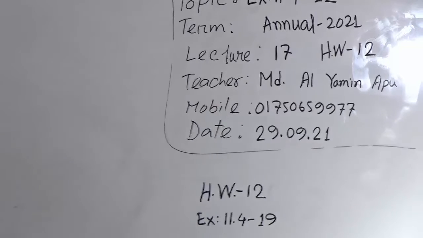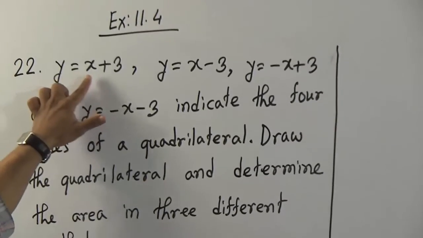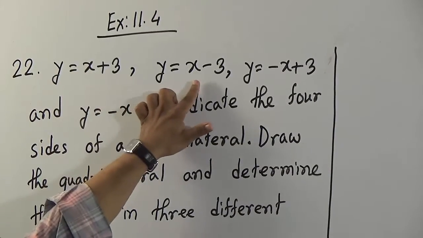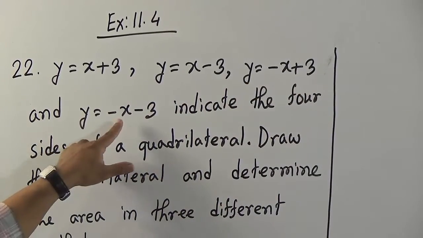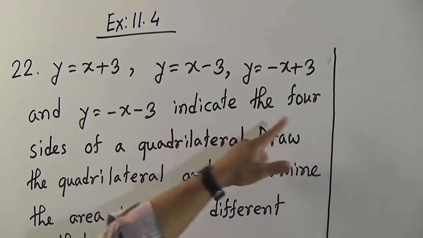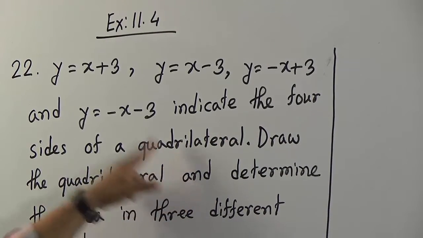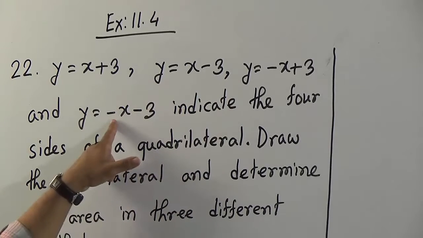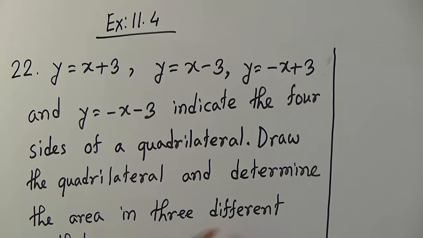Now I am going to solve question number 20, and I have already written down the question on the board. The question is: y equals x plus 3, y equals x minus 3, y equals minus x plus 3, and y equals minus x minus 3 indicate the four sides of a quadrilateral. That means these four are four straight lines. Draw the quadrilateral and determine the area in three different methods.